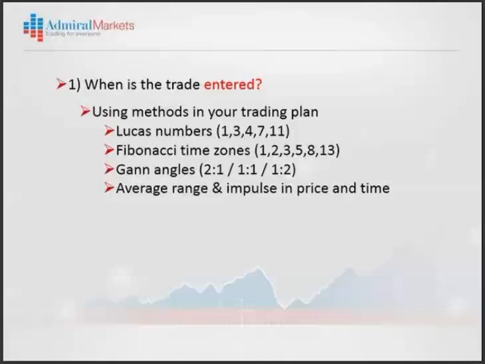Okay? For those of you who don't know what Fibonacci time zones are, they use Fibonacci numbers, and then they use a time sequence. So basically, you take it from top to bottom, that's a 1, and then 2 is twice that length, 3 is 3 times that length, 5 is 5 times that length of the original top to bottom. And then at those points, significant market changes or tops and bottoms occur.